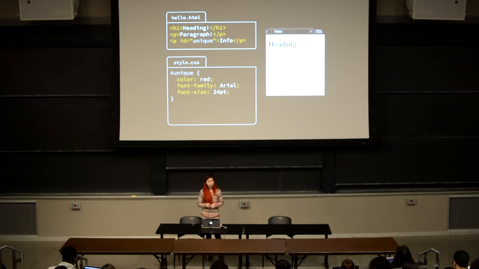Another way to target things is by using an ID selector. Here, if you look at the paragraph, it has id equal to unique. And to select that in the CSS, instead of using a dot or period, you would use a pound sign.